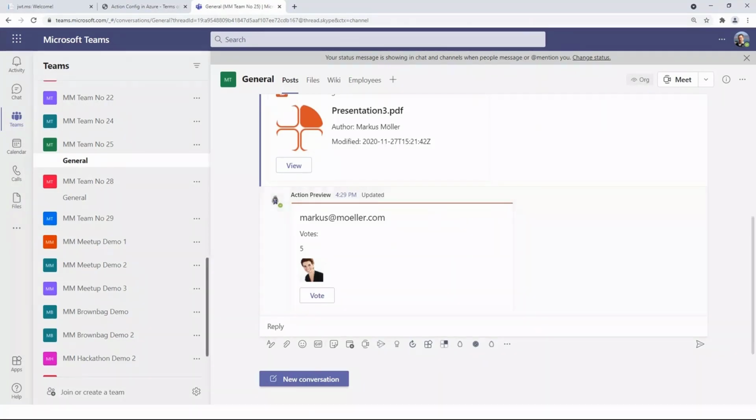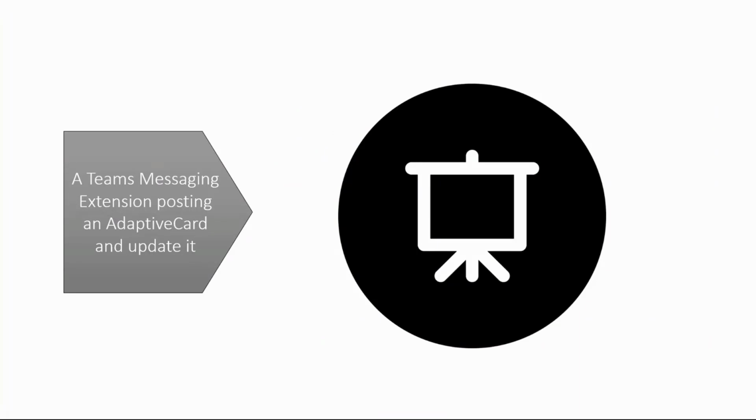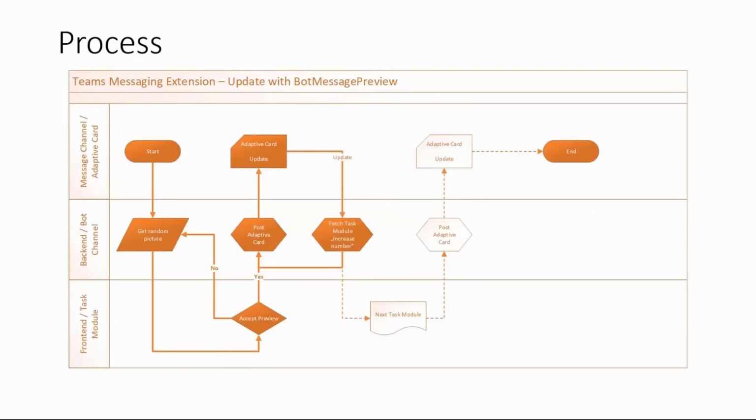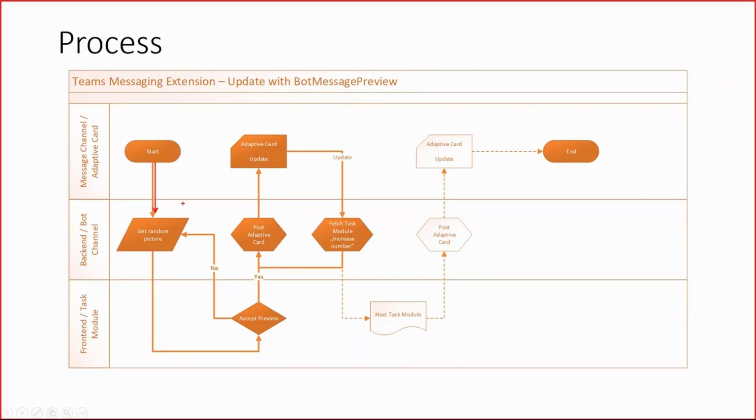So how does this look in code? Or let's first have a look at how the process is running. When we kick off our messaging extension from the start, we first get a random picture here. And this random picture, together with the email, will be posted to our preview. And the preview, we can either accept it or not. If we do not, we will get back here. If we accept it, we will post an adaptive card. And this adaptive card will finally occur here in our front end message channel.